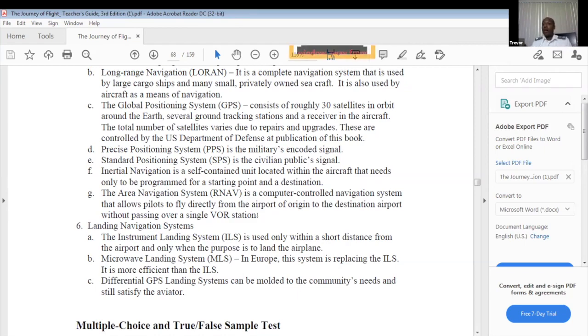And then you have what is called a non-precision approach, where you can also use a VOR or GPS to track a course inbound at a particular altitude to arrive at a particular point.